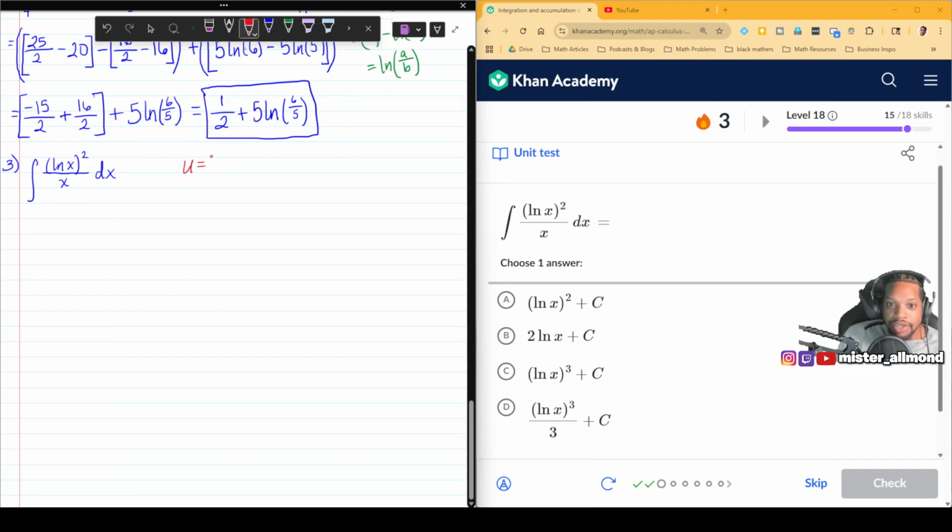I'm thinking of letting u be ln of x. And then I can write that as u squared. And the good thing I see is that this expression has an x on bottom. And so does du. So that's actually pretty clutch.